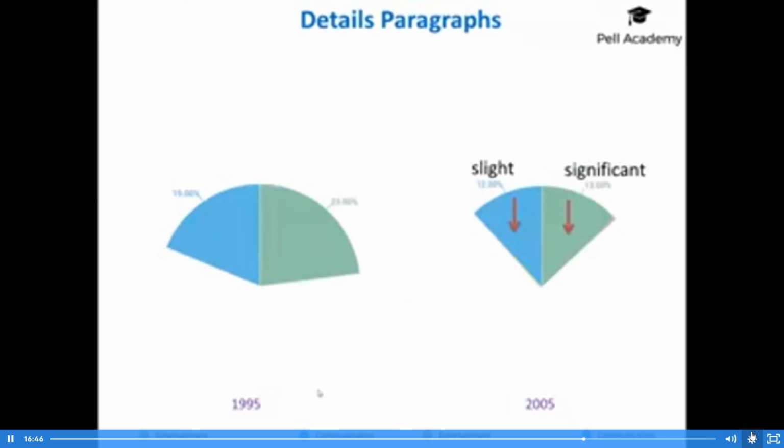So I want you to pause the video and write the details paragraph. This would be your first details paragraph in this essay. But just consider that you have very little information to discuss, so you would want to make some kind of comparison between these categories so as to have enough words in your paragraph. So again, I'll give you 5 seconds, pause the video, write your own details paragraph, and then I'll show you what I came up with.